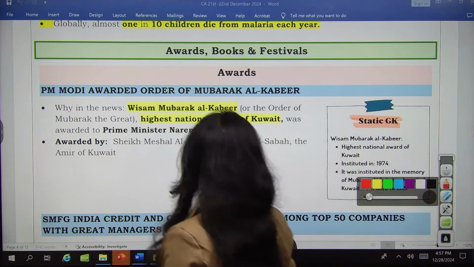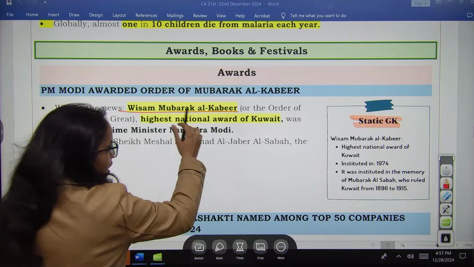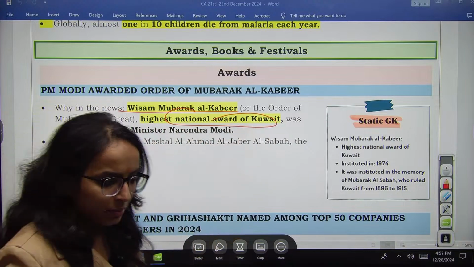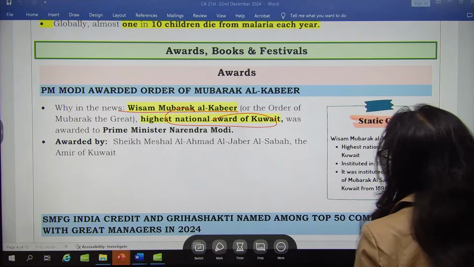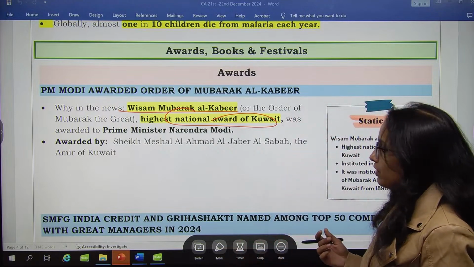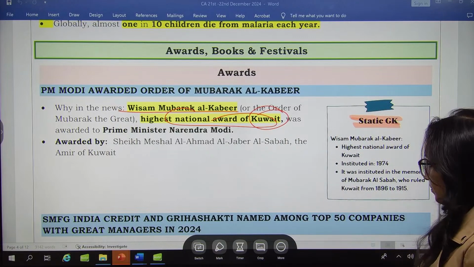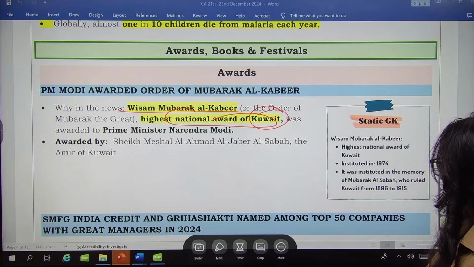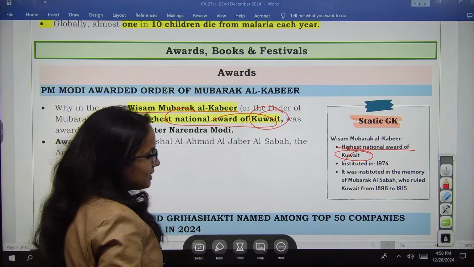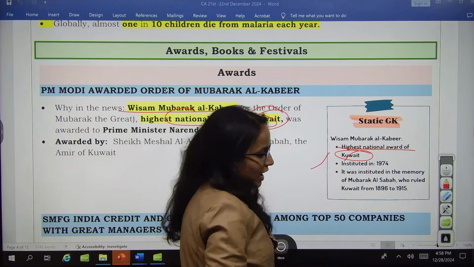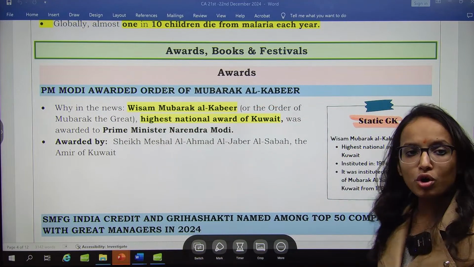Wissam Mubarak Al Kabir, which is the highest national award of Kuwait, has been conferred on Prime Minister Modi during his visit, right? So the Prime Minister has received this award. Remember, Wissam Mubarak Al Kabir has been accorded to Prime Minister Narendra Modi by the Sheikh of Kuwait. You need not remember all of these related details. Just remember it is the highest national award of Kuwait.